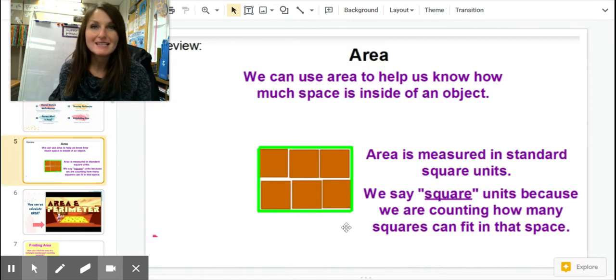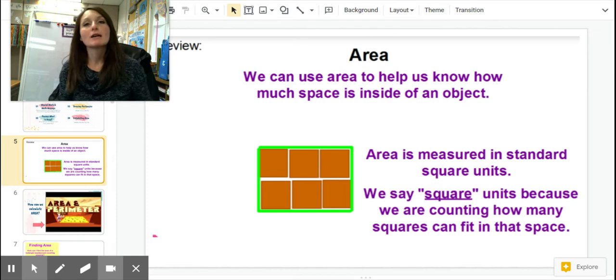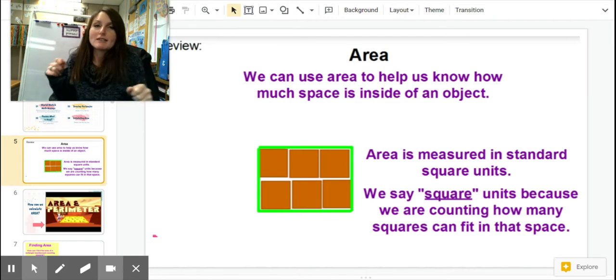Remember, area is the space inside. We're counting the squares. That's why we call it square units. We're trying to figure out how much space is on the inside. So we have perimeter: you add up all the sides. Perimeter, add. But here we're going to be doing area, and the area is the inside. So the perimeter is the outside, but the area is the inside.